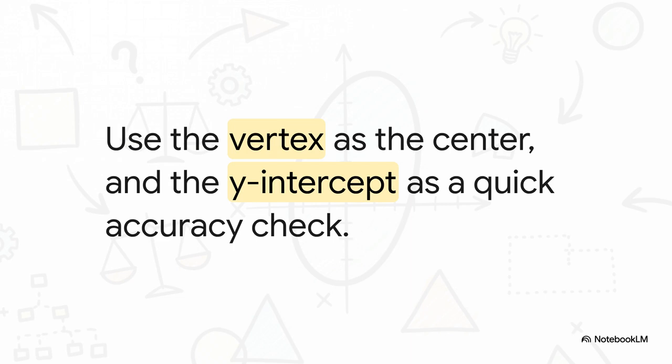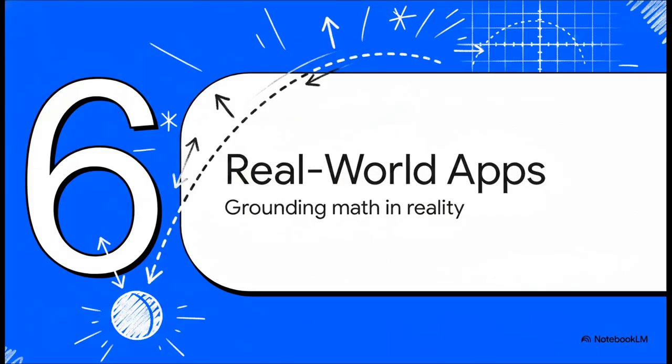If you plug in 0 for x, the first two terms vanish, leaving just your c value. If your vertex calculation puts the parabola up in quadrant 1, but your c value is negative 20, boom, you immediately know you made a calculation error. All right, final section, part 6, real-world projectile applications, grounding math in reality.